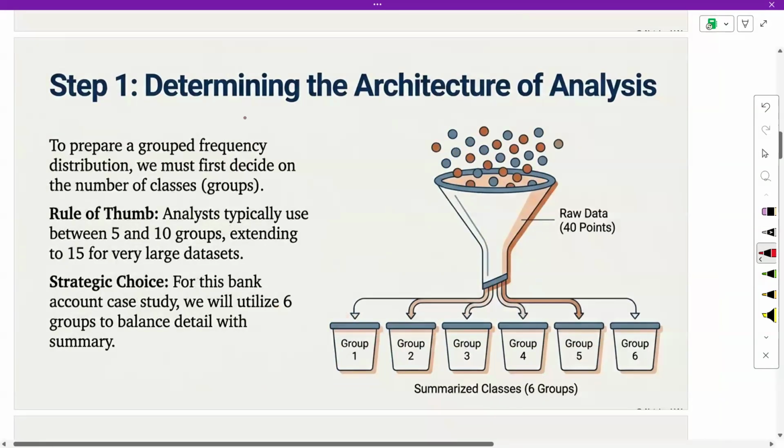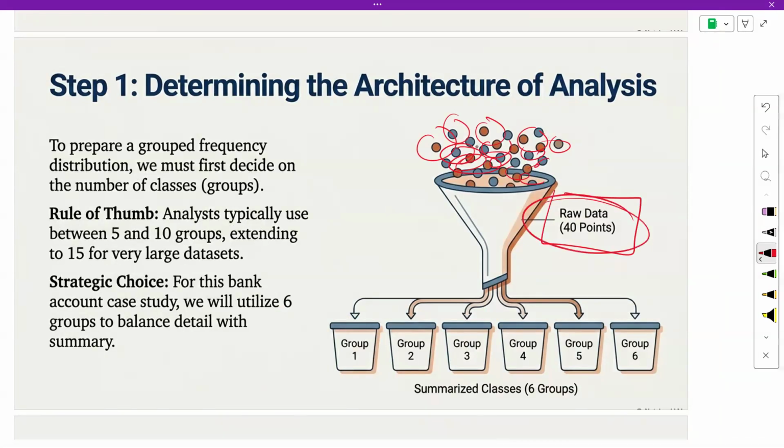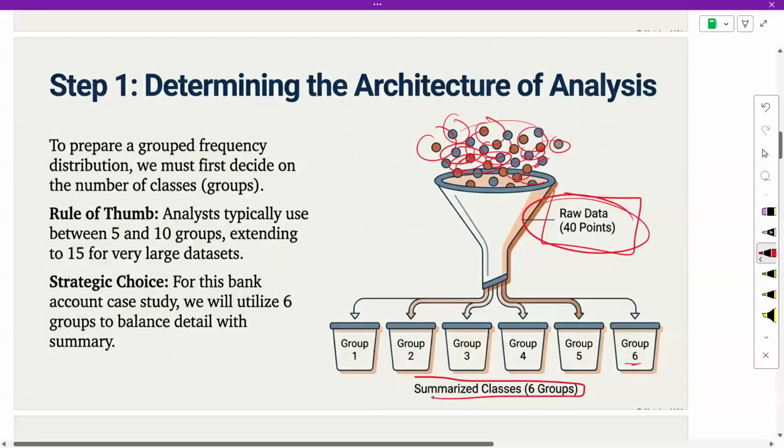You see, these are the account balances. So each of these observations is raw data. They are not organized. These raw data have 40 data points. Now, using a proper mechanism, we group this data into 6 different groups. Summarized classes. We have six classes, right? 6 classes of the grouped data set.